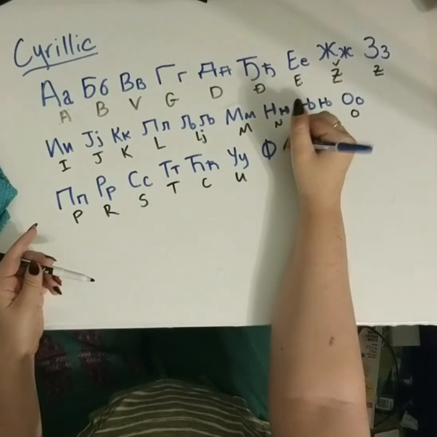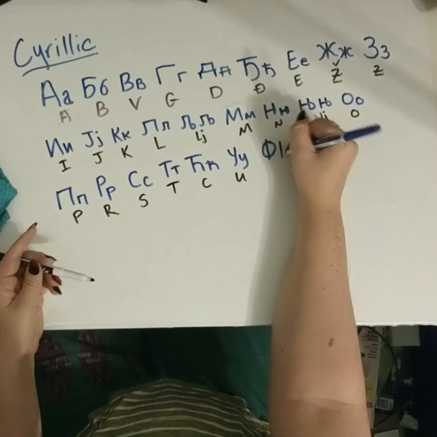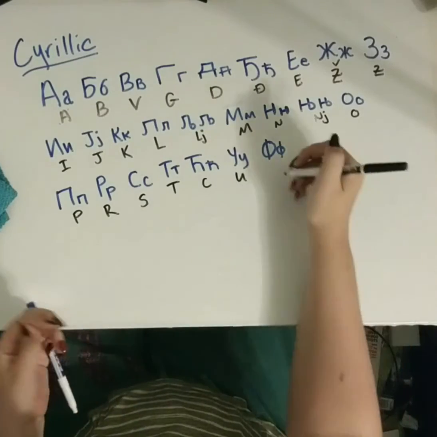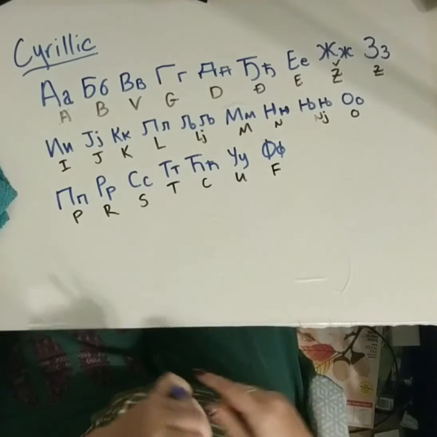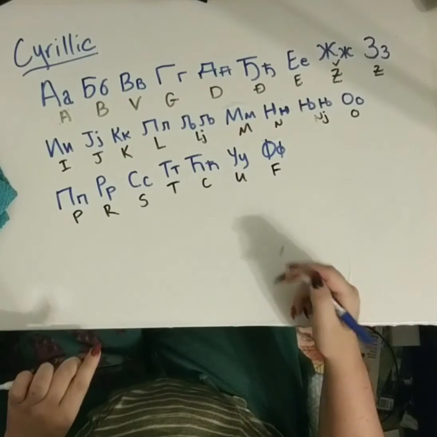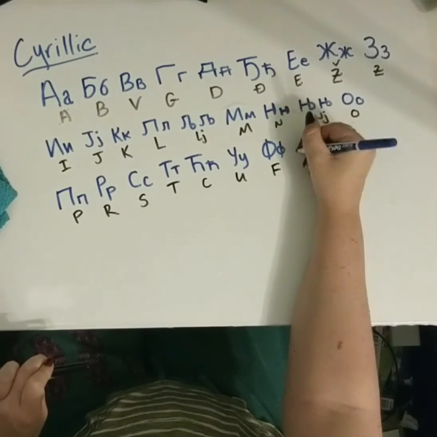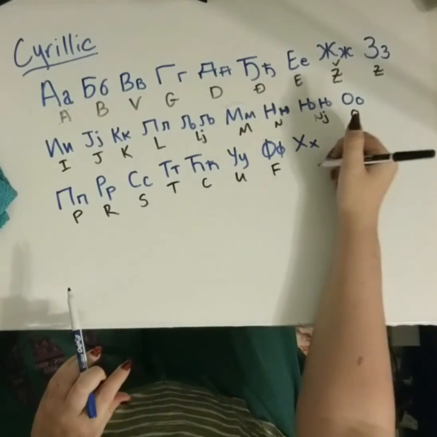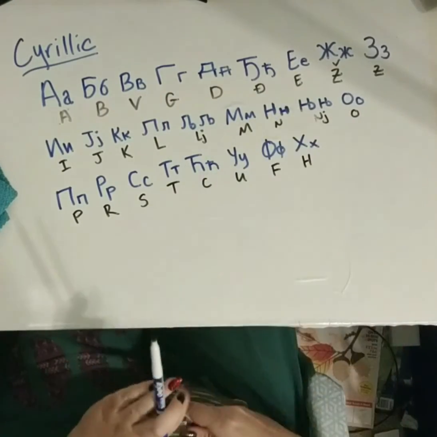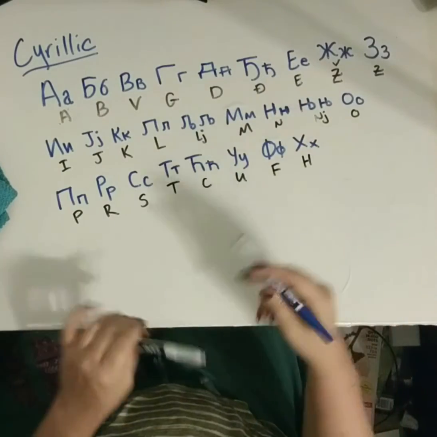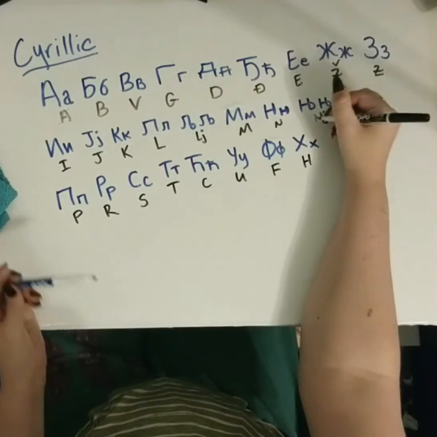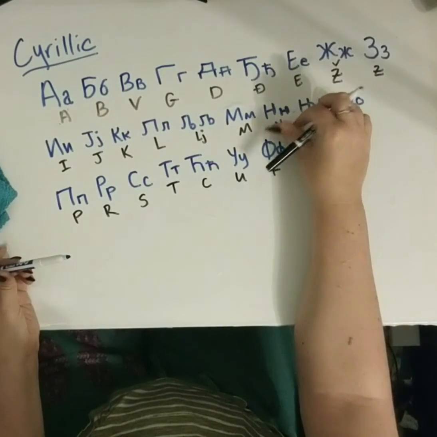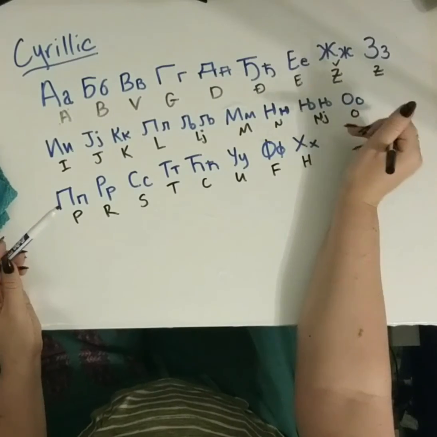And lowercase is like a big line and a little circle. F sound. And then the H sound is a big X. I know. If all you know is just the English alphabet, it's a head scratcher. I know.